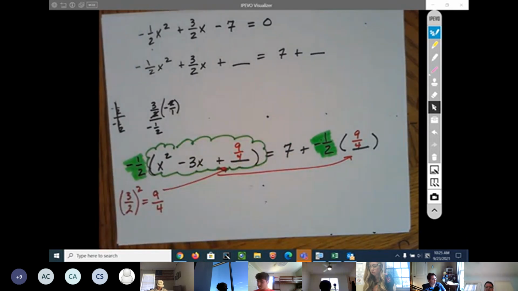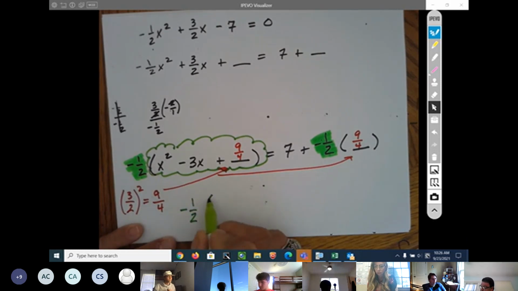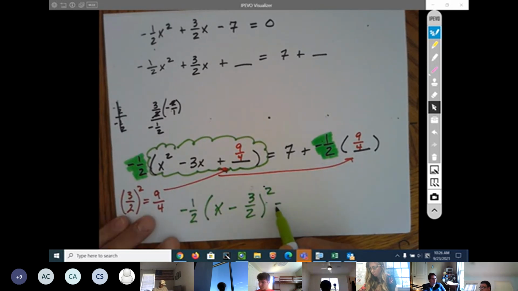Now, if anybody wonders why I keep doing the same thing over and over, I keep trying to show you that it's a method. You do this method each time. And what have y'all started to see after you've done about 8 or 10 of these problems? They're not that difficult. Negative 1/2 x minus 3/2 squared.